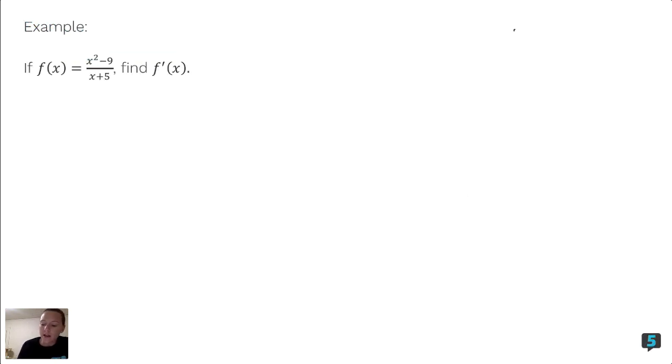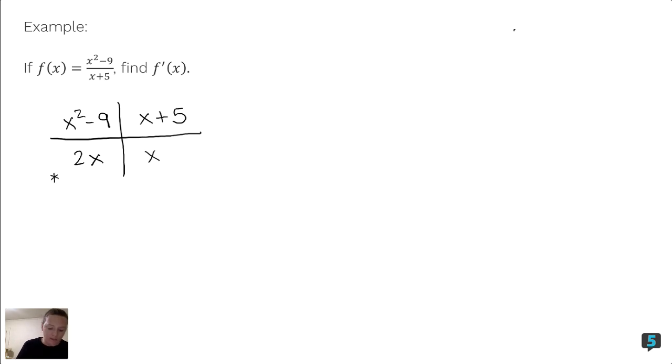When I go to set this up, I'm going to make my 4 boxes. My top function is that upper left, so that's going to be x squared minus 9. My bottom function in the denominator is going to be that upper right, which will be x plus 5. All right, derivative of x squared minus 9 is just going to be 2x, and the derivative of x plus 5 is going to be x.